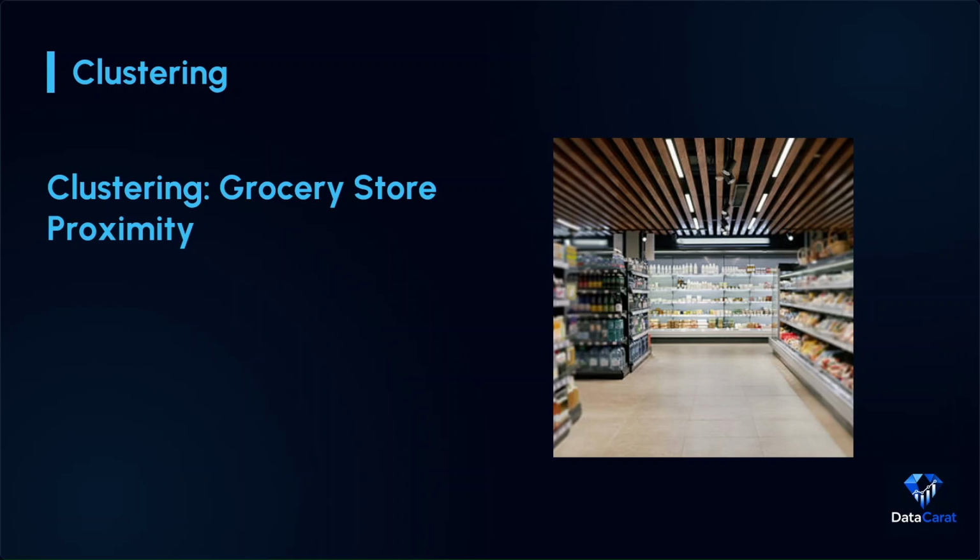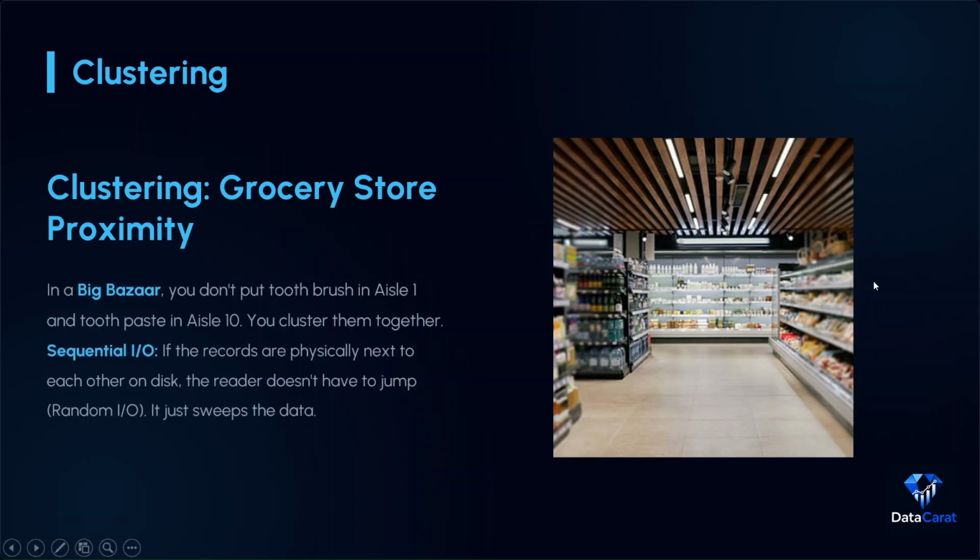Finally, we get into clustering. This is different because it actually physically reorders the rows on the disk. Imagine a store like Big Bazaar. You don't put toothbrush in aisle 1 and toothpaste in aisle 10. You put them together because customers buy them together. In a database, if the rows you need are physically next to each other, the disk reader doesn't have to jump around randomly. It just performs a sequential sweep, which is the fastest way you can read large amounts of data in a small time.